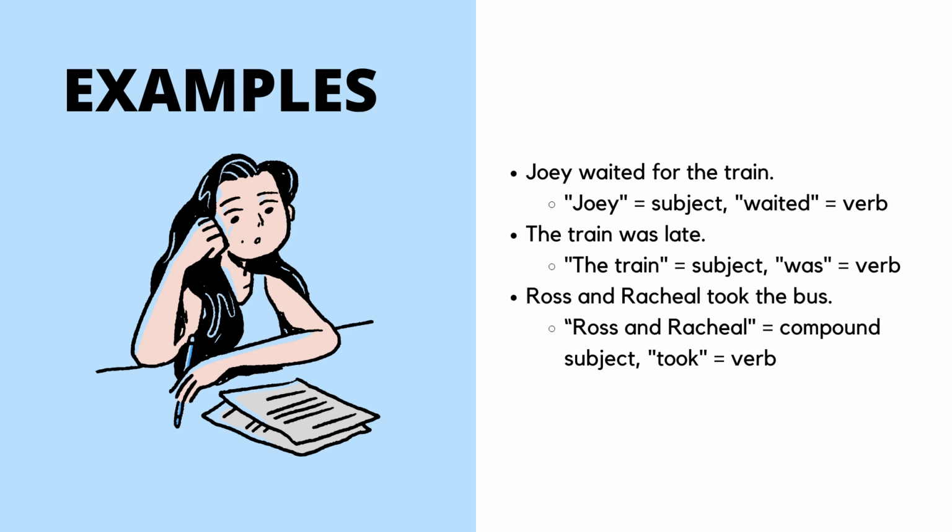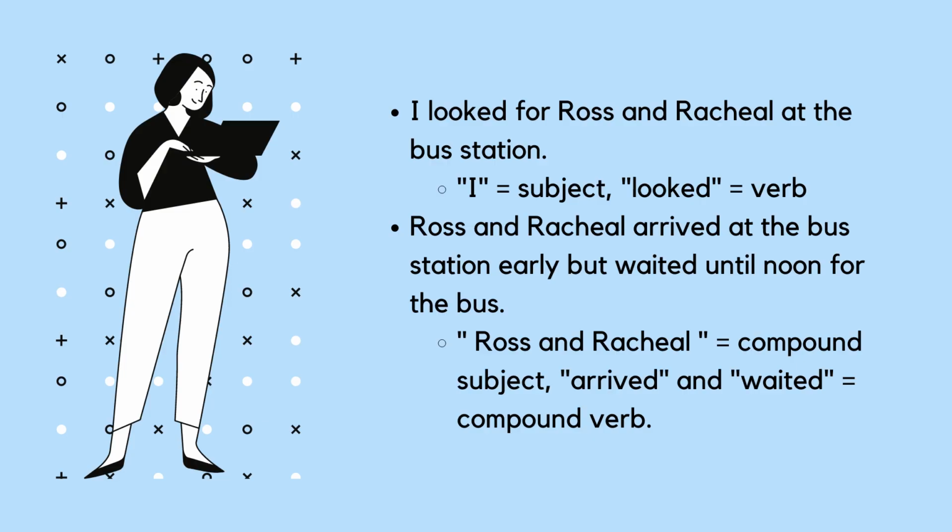Now, let us see another example. Ross and Rachel took the bus. Here, Ross and Rachel is the compound subject and took is the verb. And lastly, I looked for Ross and Rachel at the bus station. Here, I is the subject and looked is the verb. So, these were the examples for simple sentences.